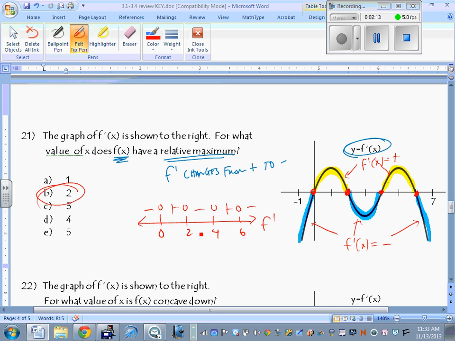And looking at it this way, it might be easier for you to see, okay, there's a minimum here, maximum, minimum, and maximum, because when we change from negative to positive, decreasing to increasing, we have a minimum. Change from increasing to decreasing, we have a maximum.